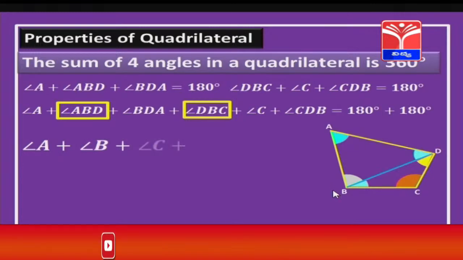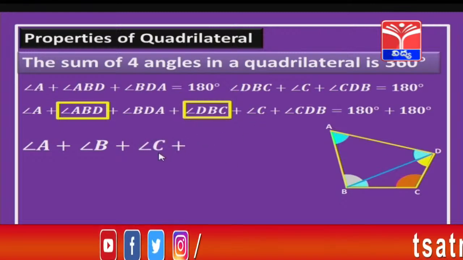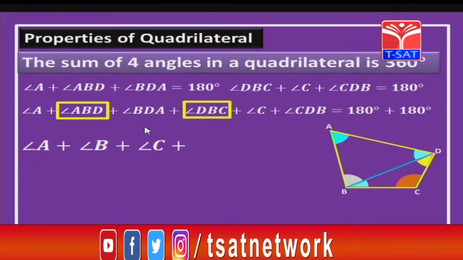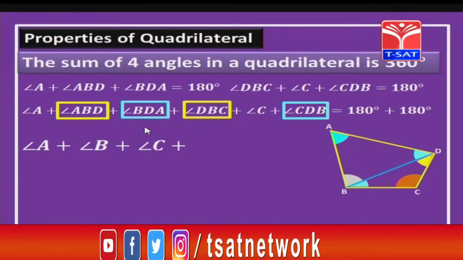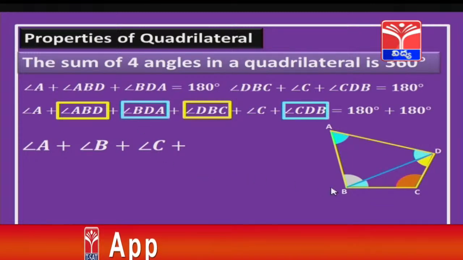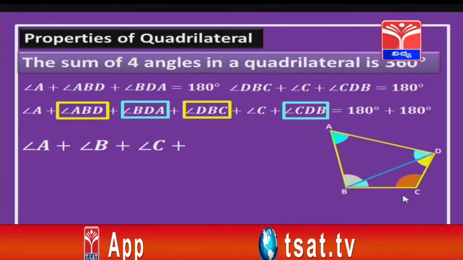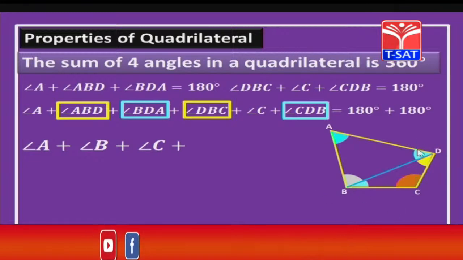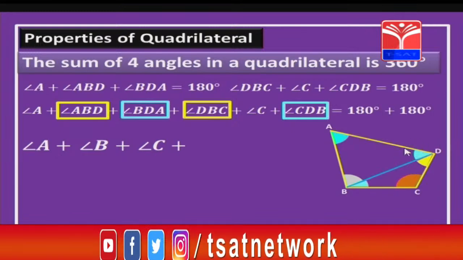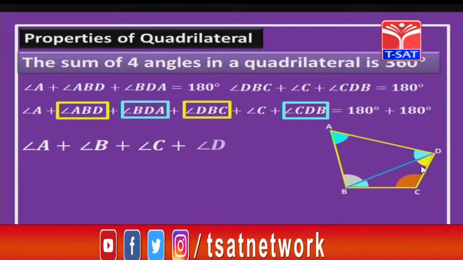And angle C as it is, children, we are not going to change. Angle C as it is we are writing. Then there are two more angles left here. There is angle BDA and angle CDB. So, angle BDA means this part, and angle CDB means this part. If I add these two parts, what do you get, children? This total angle, that is angle D. So, I get angle D.